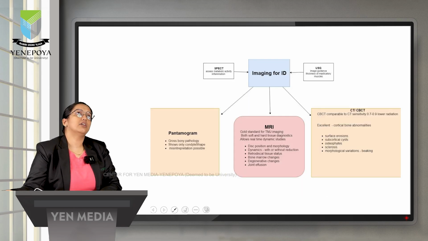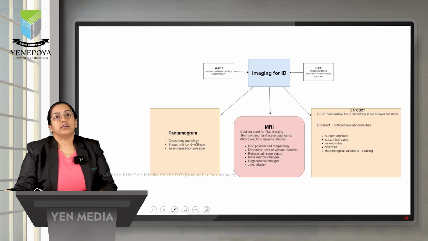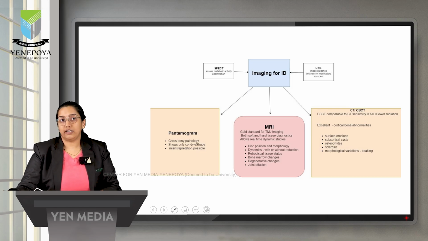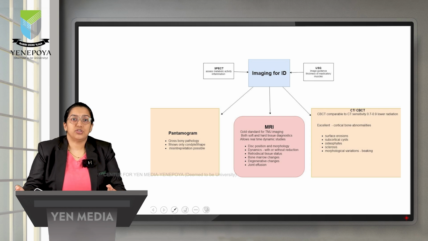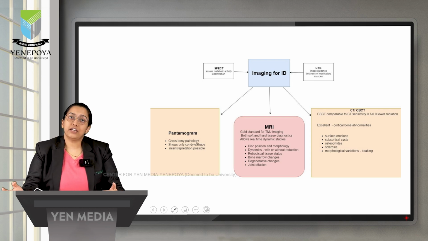If you see the imaging for internal derangements of the temporomandibular joint, we have mainly the orthopantomogram, MRI, and CT or CBCT. Now MRI is the gold standard as we get both soft and hard tissue diagnostics. We can see the disc position and morphology, the retrodiscal tissue status, bone marrow changes, degenerative changes, and joint effusion.